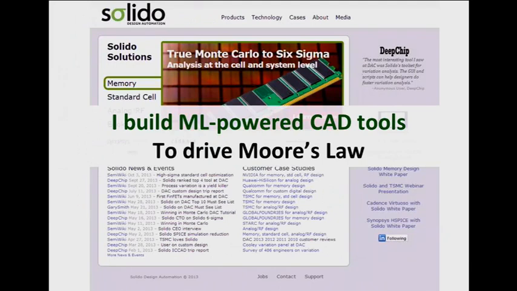And that's basically what my company does, Solido Design. We build machine learning powered CAD tools to help drive Moore's law. We're not the only company out there building CAD tools, of course. There are several companies in the world that do this, but really our specialty has been using machine learning, and it's really been a core strength.